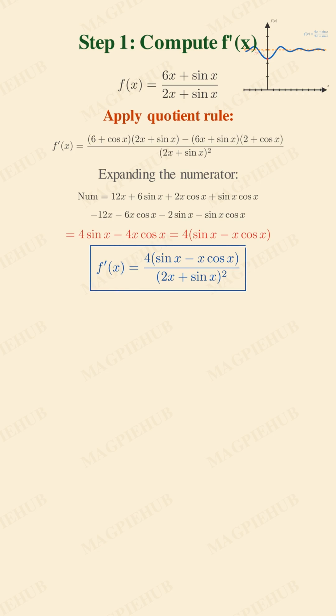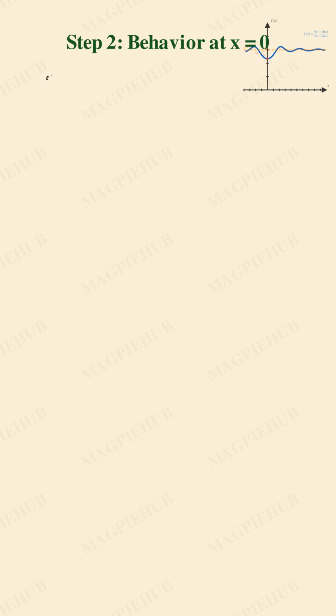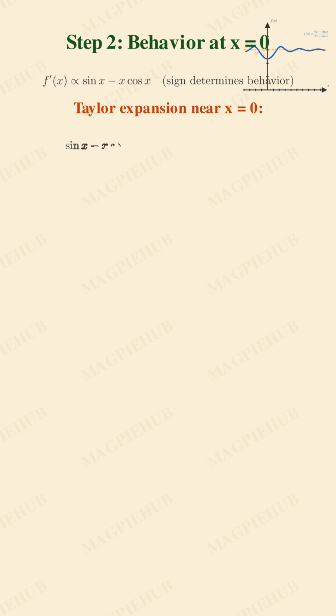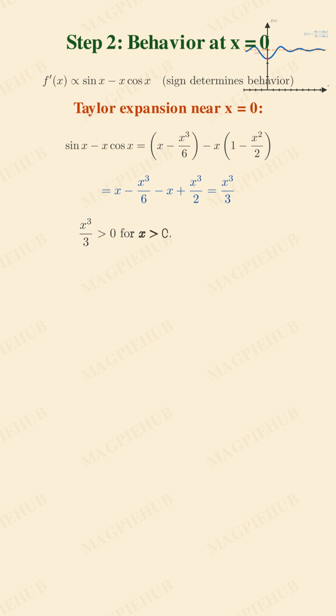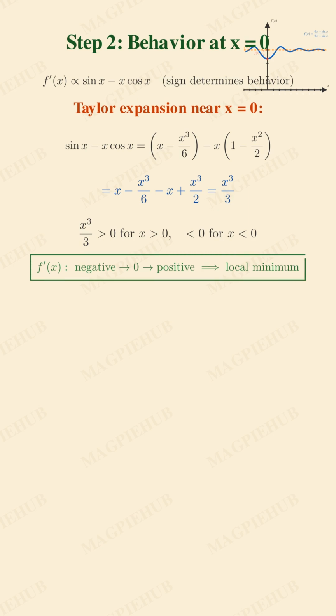Step 2, to analyze the behavior at x equals 0, we look at the sign of sin x minus x cos x near 0. Using Taylor expansion, sin x is approximately x minus x cubed over 6 and x cos x is approximately x minus x cubed over 2. Their difference is x cubed over 3. For small positive x, this is positive, so f prime is positive. For small negative x, this is negative, so f prime is negative. Since f prime changes from negative to positive at x equals 0, x equals 0 is a local minimum. Option B is correct and option A is wrong.